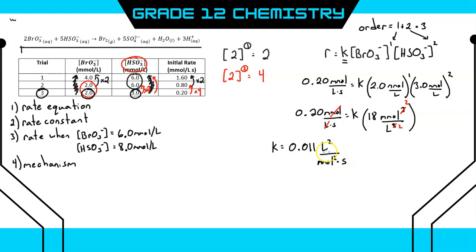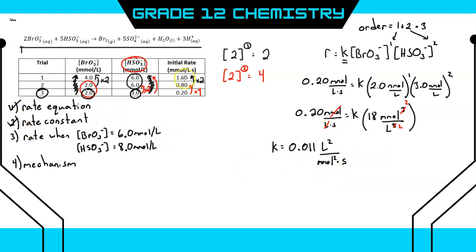And I usually try to think of it like this. If you know the order, this exponent should be that order subtracted by 1. And that will usually work out. It's a good way to just check. All right, so we figured out our rate equation, our rate constant.